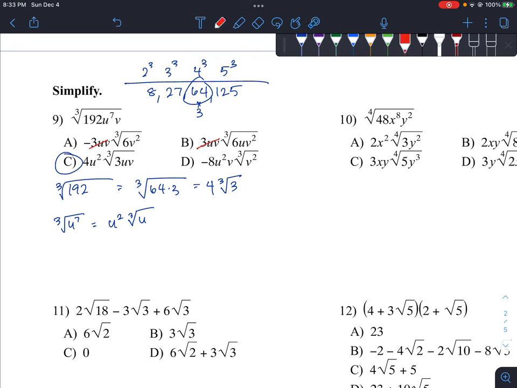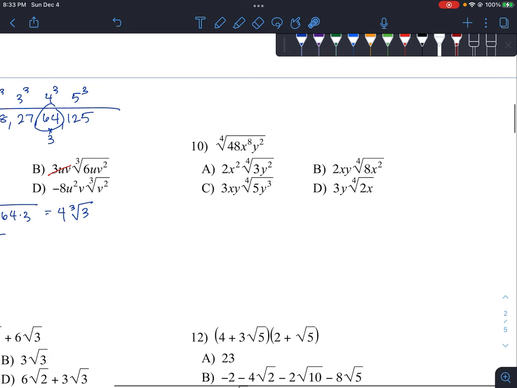Okay, and then for the last part, that'd be the third root of v. And since we can't group v into any groups of 3, then that would mean the v would have to remain. And so that would again leave us with option C and not this one right here.